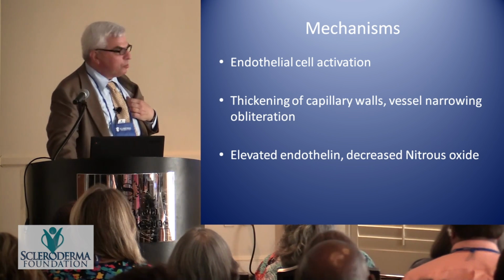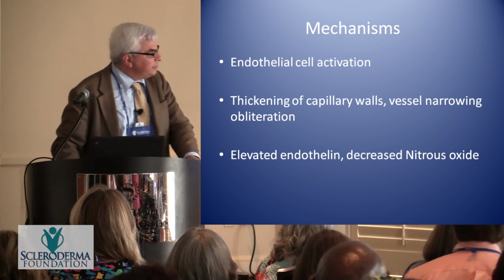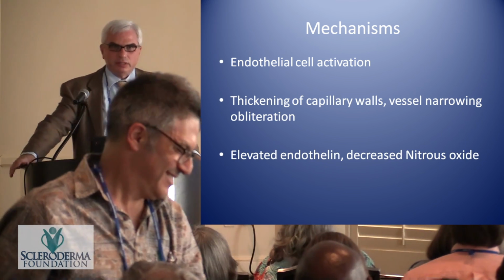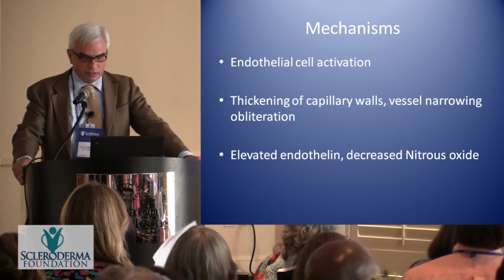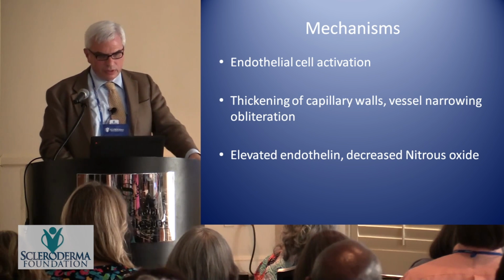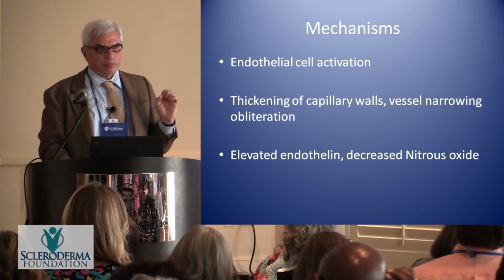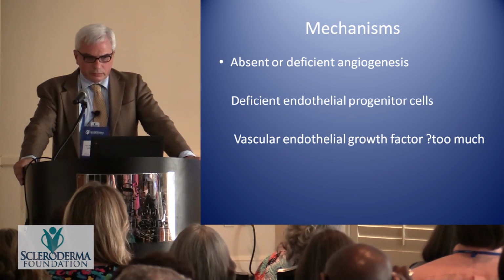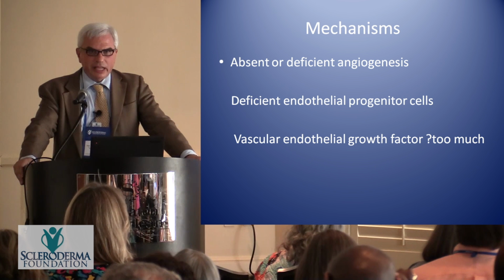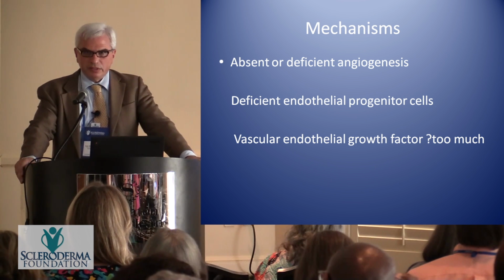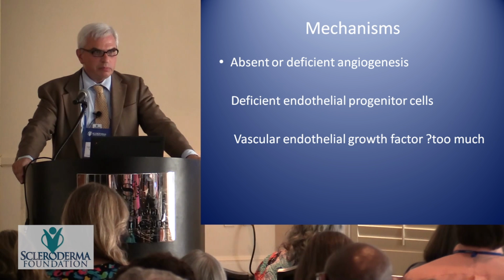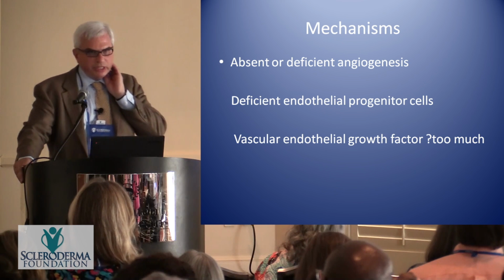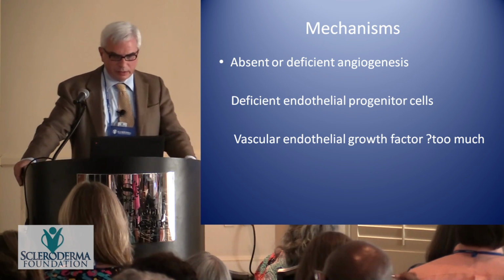So you get thickening of the capillary walls, and narrowing and obliteration of the lumen. Nitric oxide is present all the time, but it is reduced. It's a vasodilator. You get elevated levels of endothelin, something naturally produced, which is the most potent vasoconstrictor. And in scleroderma, I believe you get absent or deficient angiogenesis. That means you lose blood vessels. That would be okay if you could replace them just as rapidly, but you can't. And I believe it's due to deficient endothelial progenitor cells. These are like stem cells for blood vessels.